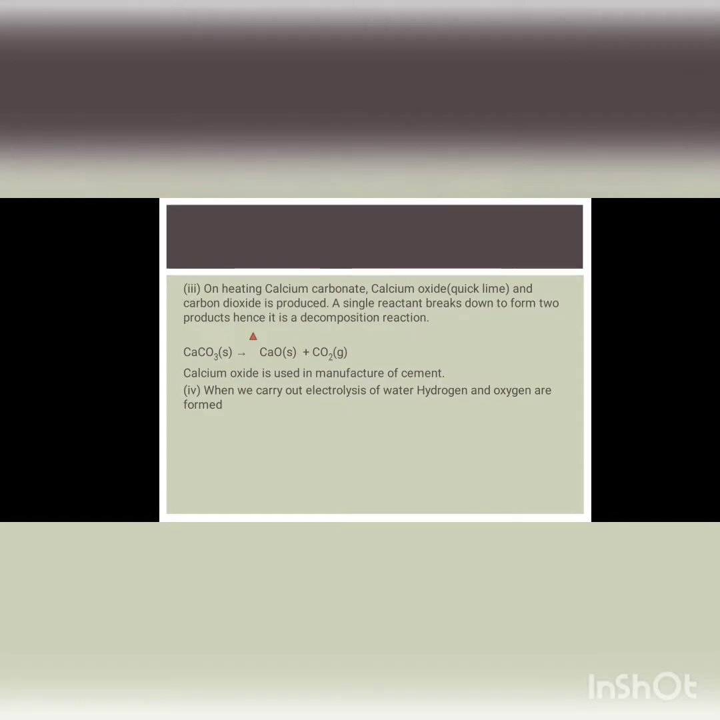Heating calcium carbonate, it will form calcium oxide and carbon dioxide. Calcium oxide is used in manufacture of cement.